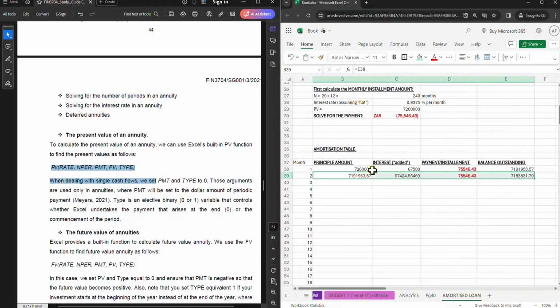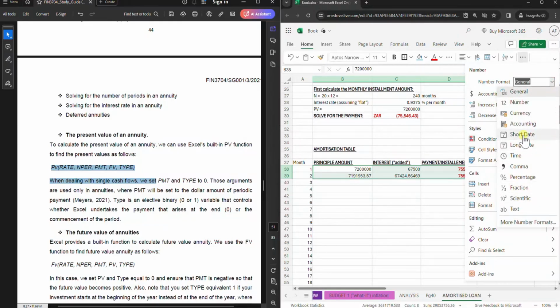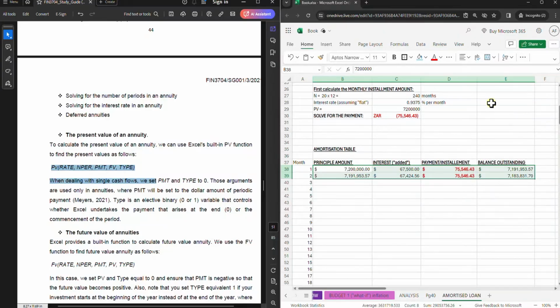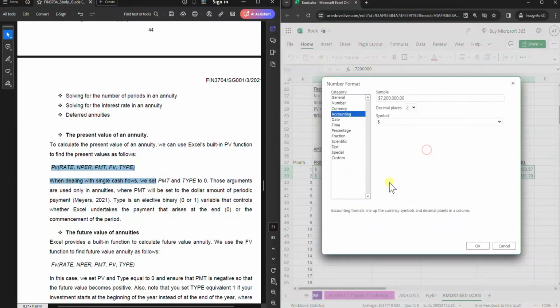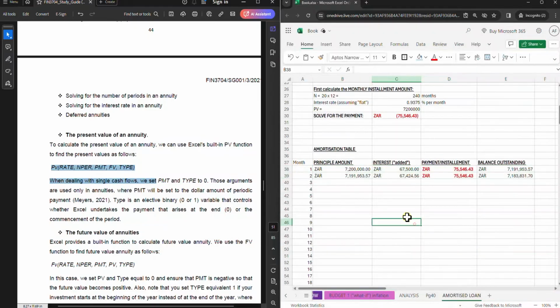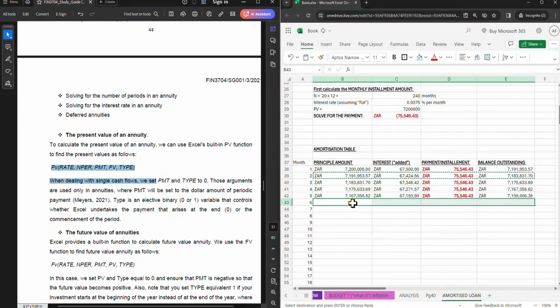We can just take this. Let's make the formatting a bit nicer. Let's use currency, let's use accounting, but without the rands. Well, we can put the rands actually. Why not? Have a look. Copy, paste. The loan is getting smaller and smaller and smaller.